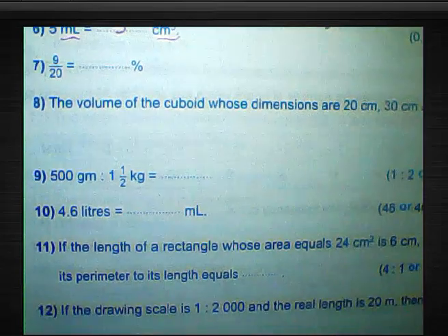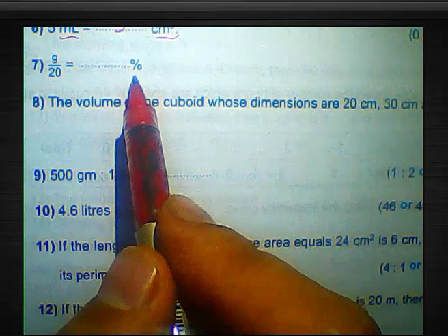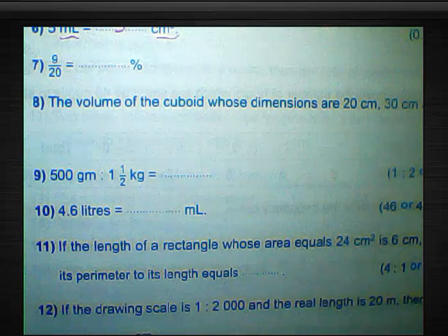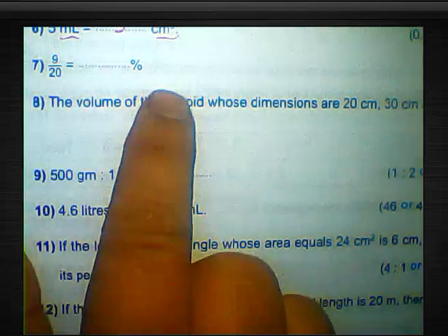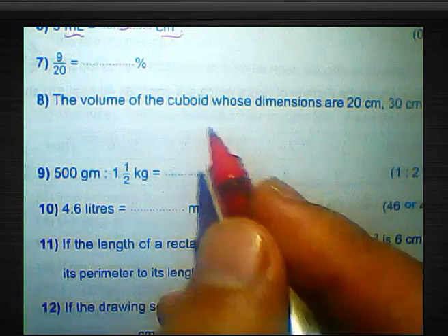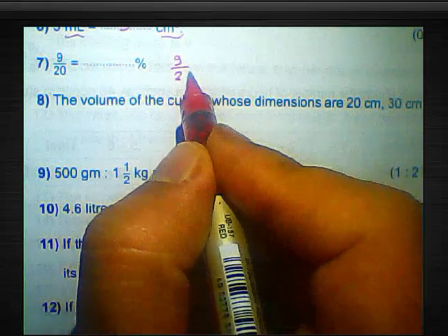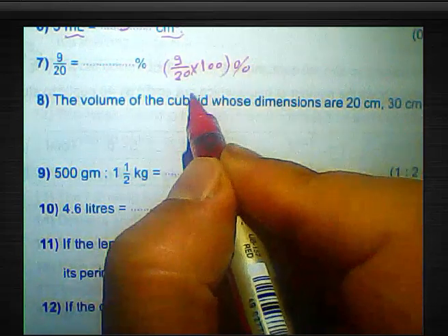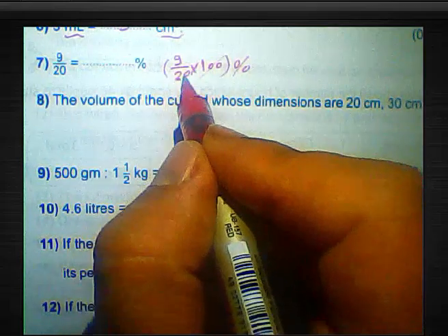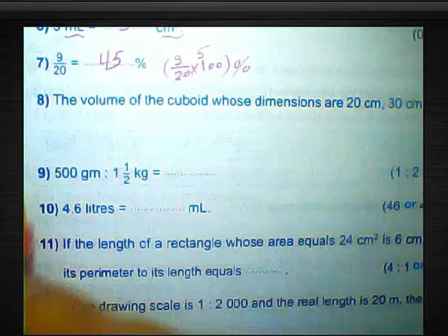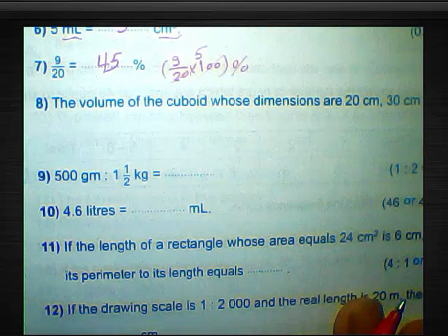Question number 7. 9 over 10 equal space percent. We must convert from fraction to percent. Multiply by 100 and divide 100. 9 over 10 multiply 100 or percent. We know 100 divided by 20 equal 5. 5 times 9 equal 45. The result will be 45%.